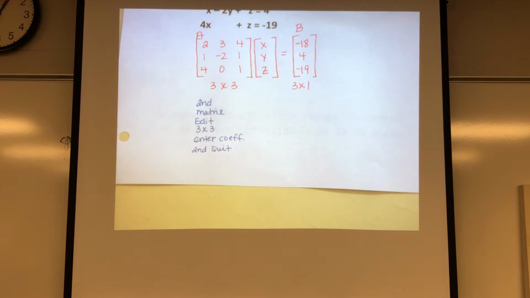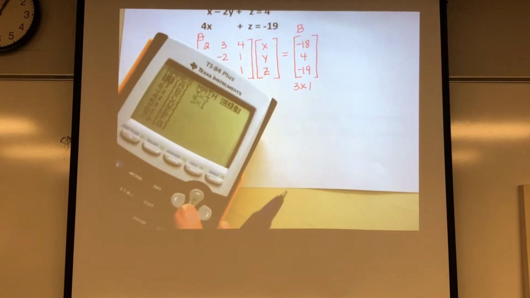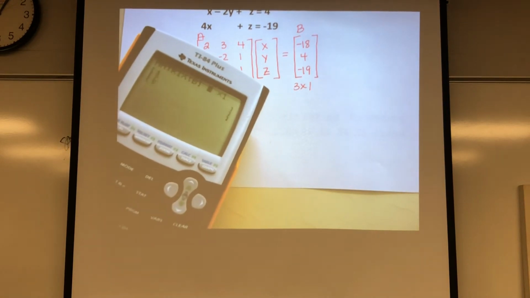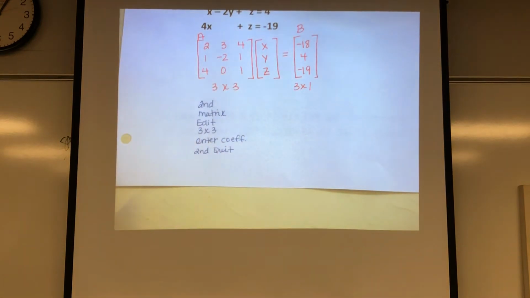So we're going to do second matrix, arrow over to edit, but this time when you're in edit, you're going to arrow down to matrix B instead of matrix A. And then put in 3x1 because matrix B is 3x1. And then enter those constants from matrix B. After you get them all entered, hit second quit again.